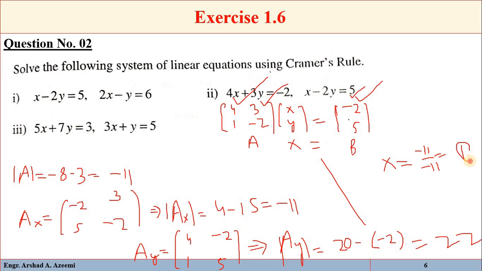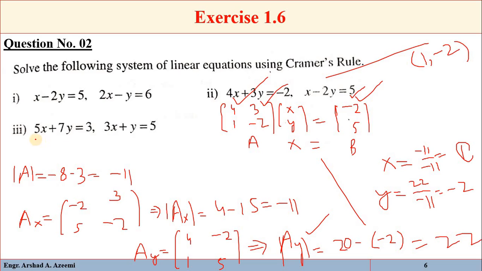Okay, now X is equal to determinant of AX divided by determinant of A, so it is equal to 1. Similarly, Y is equal to determinant of AY, which is 22, divided by determinant of A, so it will be equal to minus 2. So the solution set for this question is 1 and minus 2. Okay, similar procedure will be applied for the next question.